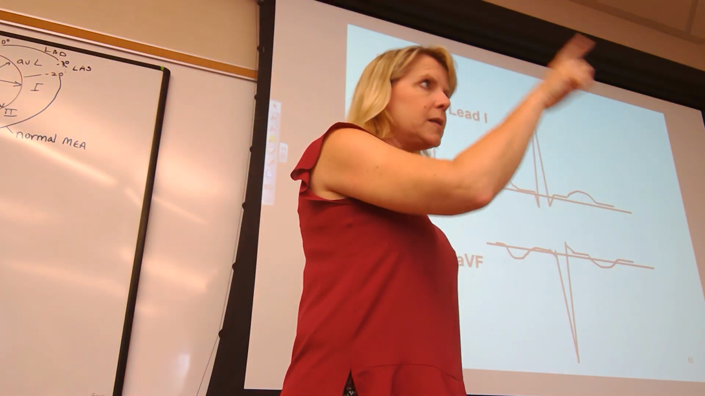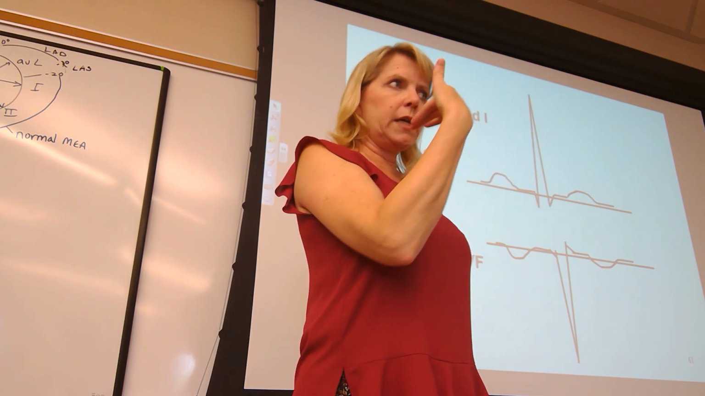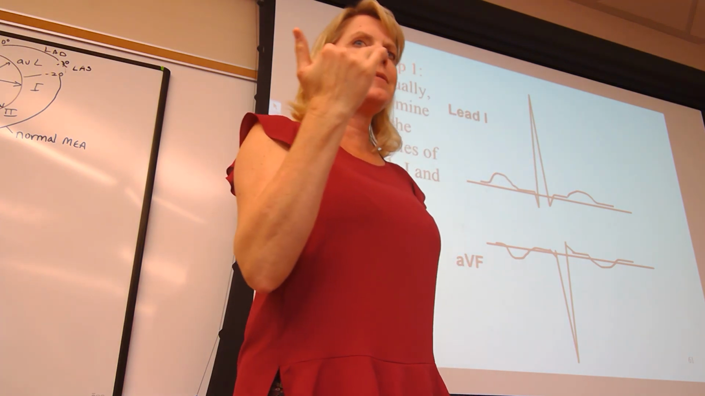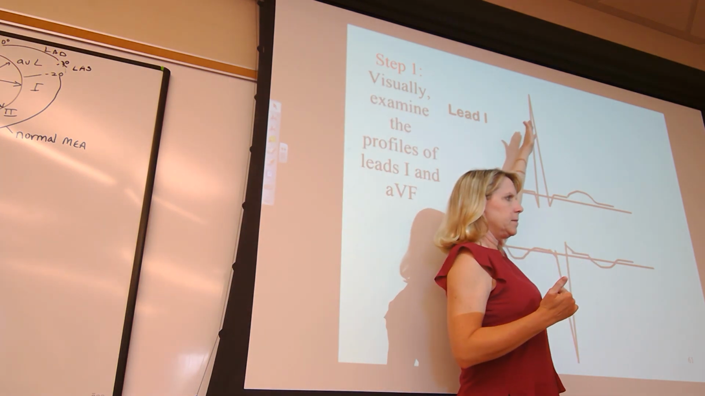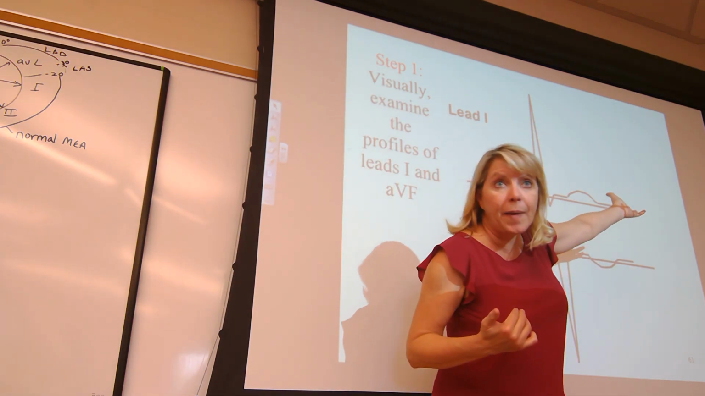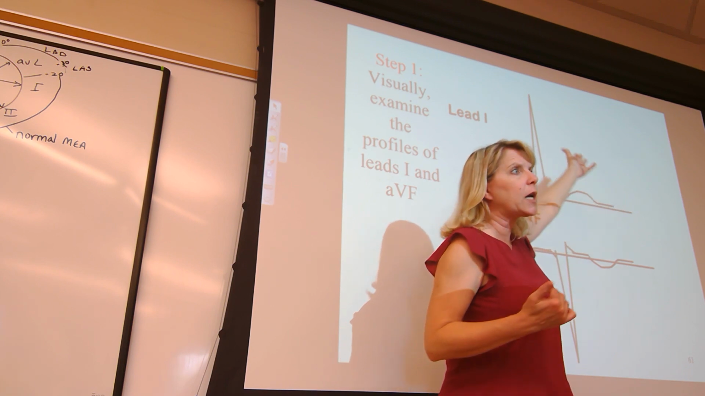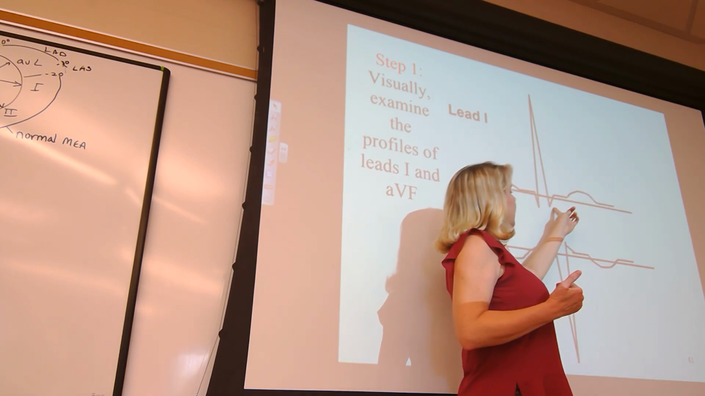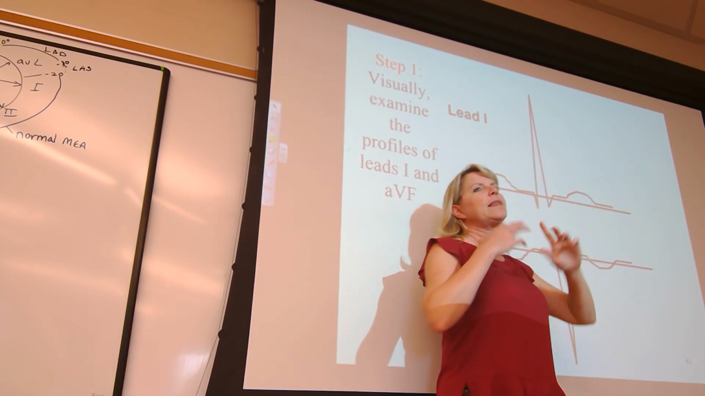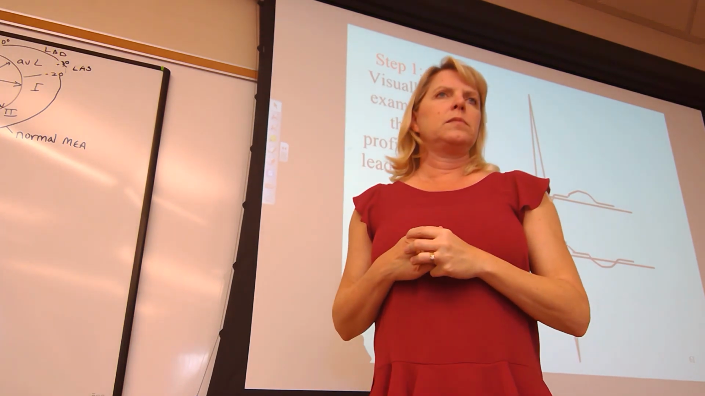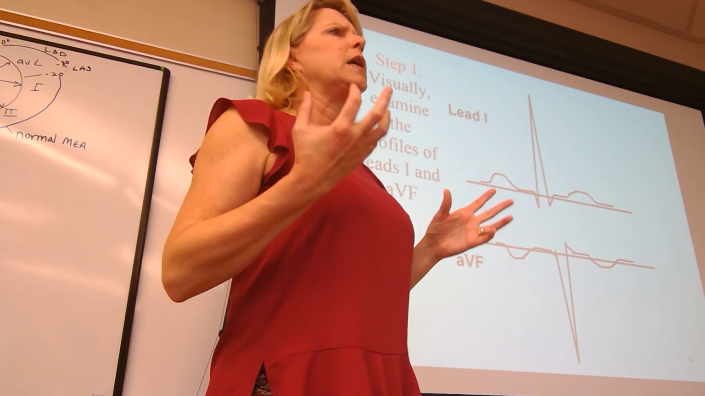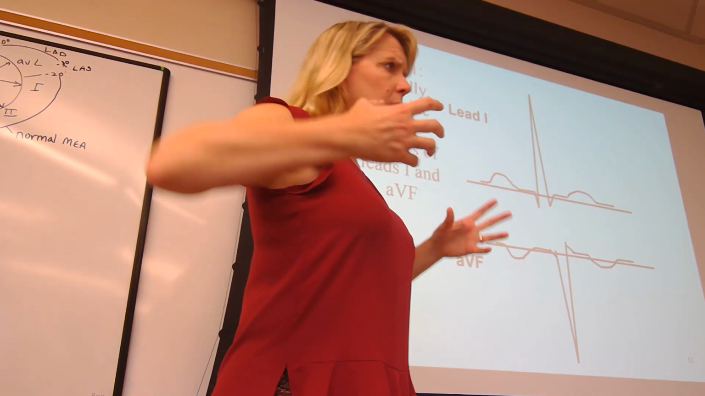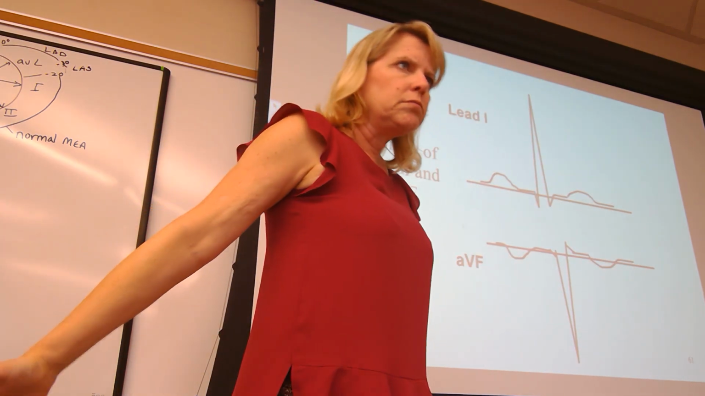Not everyone has a Q. So we don't look at Q. We look at S. We look at the upward deflection for R or downward. It depends on your patient. But we look at the R and we look at the S. We take the algebraic sum. You don't have a ruler. So overall, what would you say for lead 1? Is this overall up or down?